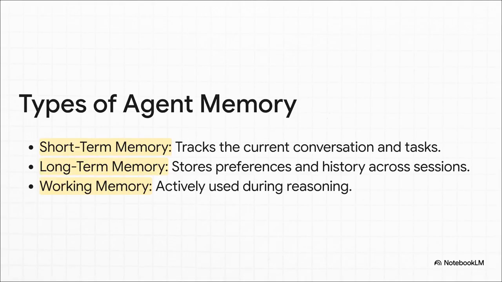And just like us, agents have different kinds of memory. They have short-term memory, just to keep track of the current conversation. They have long-term memory to store things like your preferences, remembering that you always prefer an aisle seat. And then they have working memory, which is what they use to pull all that information together when they're trying to make a decision.